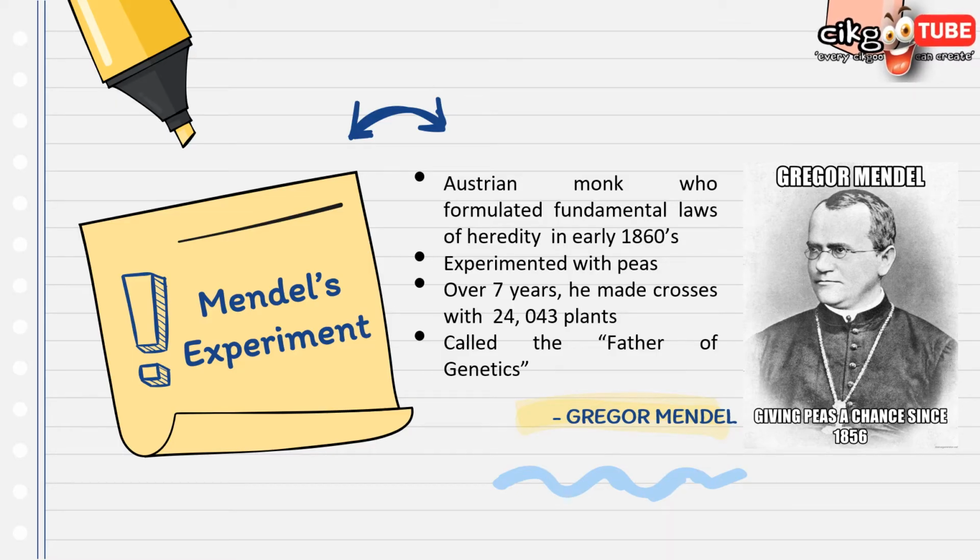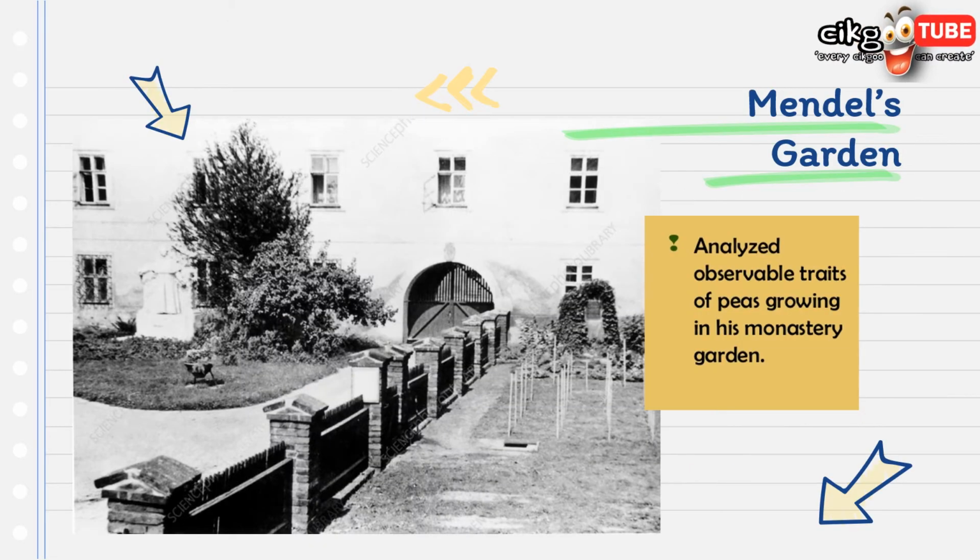The development of genetics began during the lifetime of Gregor Mendel, which is around 1822 to 1884. He was an Augustinian priest first, but he conducted many experiments on inheritance in his garden. Mendel's work laid the foundation for the basic genetic principles. As a result of his findings on inheritance, he is known as the father of genetics. Mendel's garden is where he analyzed the observable traits of peas growing in his monastery garden.